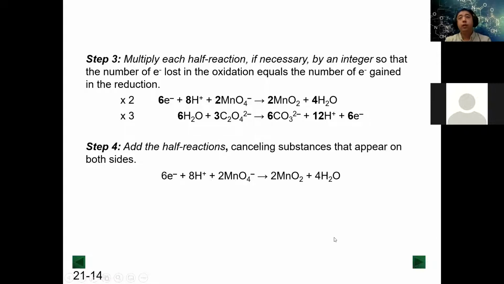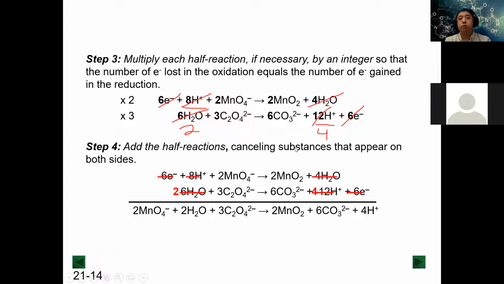Once we do that, we can go ahead and cancel out the electrons. They show up on both sides, which makes my life a little easier. I cancel anything that shows up on both sides. So right here, I can see that I have 12 hydrogens and 8 hydrogens. I can cross this out and put a 4. And then here I have water and water. I can cross this out and put a 2. They do the same exact thing here. You can do it right then and there before you add it into the bottom.